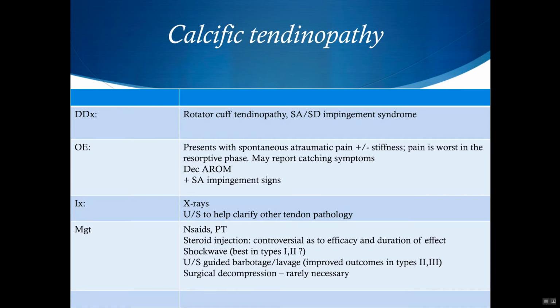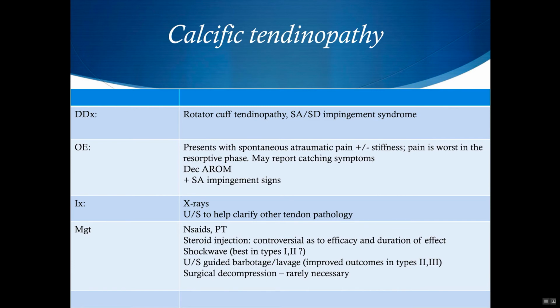Management of this is similar to other simple rotator cuff tendinopathy in terms of therapy. Anti-inflammatory medications can help. It's controversial whether or not steroid injections are efficacious, and if they are, what the duration of effect is. That is not clearly known, but certainly something that may be considered. Shockwave therapy seems in the literature to be helpful for calcific tendinopathy, perhaps best in the first and second phases. And ultrasound-guided barbotage or lavage procedures have been shown to be quite helpful. Again, it is debatable whether this is best in a particular phase of the condition, but certainly in my clinical practice, I find that it can be quite helpful.